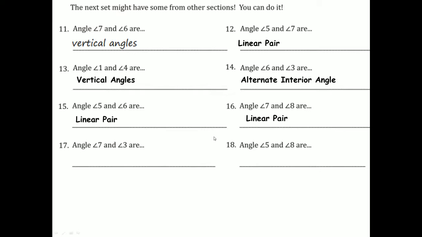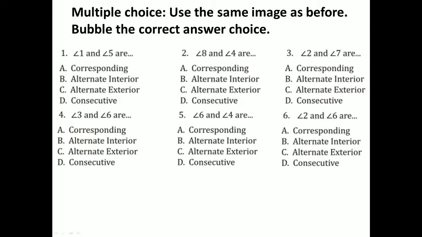7 and 8, linear pair. 7 and 3 are corresponding angles. 5 and 8 are vertical angles, right? Next, we are just given the multiple choice. It's the same image from before, okay?